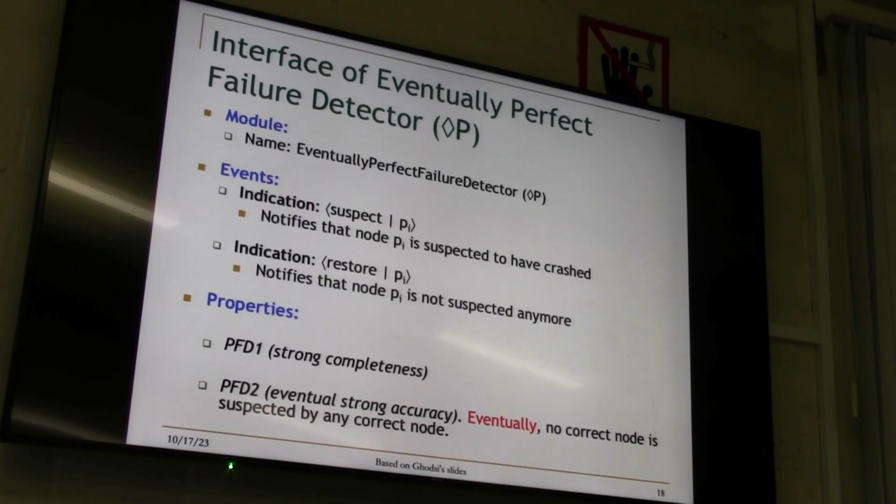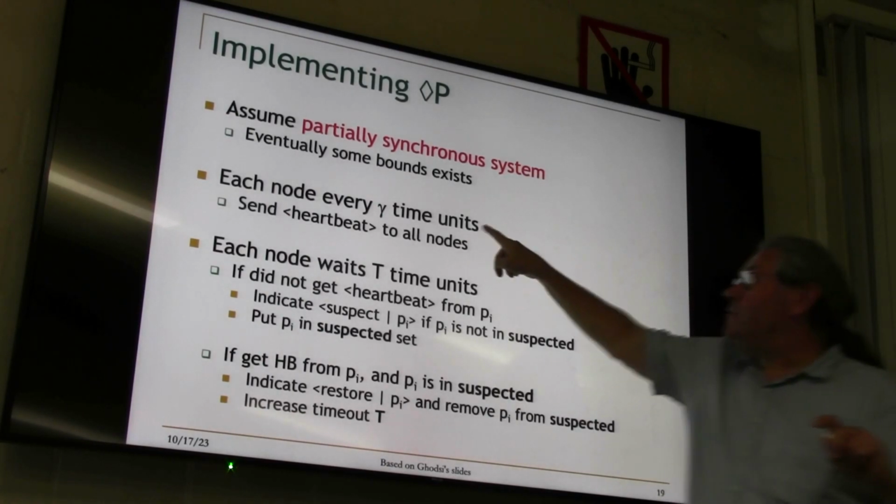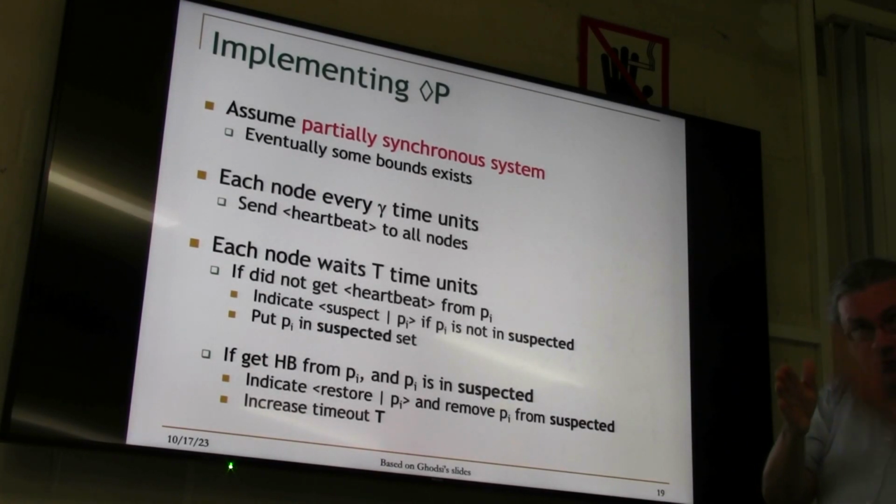Okay, so how to implement this beast? So we're assuming a partially synchronous system. Now, this is very interesting, the reasoning we do. So there will eventually be some bounds, but not in the beginning. Okay? And we assume that every gamma time units, the node will send a heartbeat, as before. So there's like a loop, timeout loop, sends the heartbeat, waits gamma, sends heartbeat.